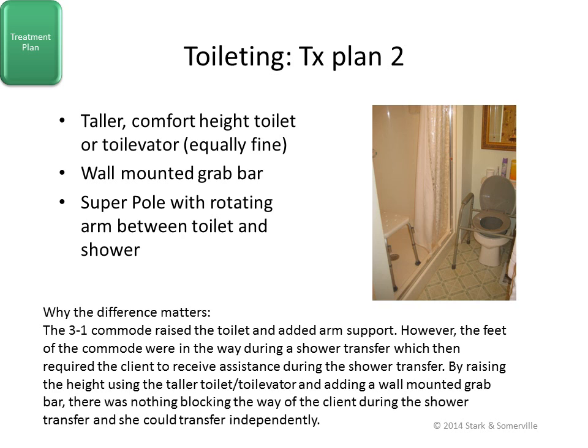So now, by raising the toilet with the taller toilet and adding the wall-mounted grab bar, there was nothing in the way of her transfer. She could put the seat back, and her husband didn't have to come and help her do that hopping backwards thing. And so she was able to just do it independently that way.